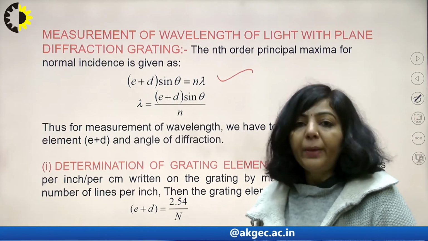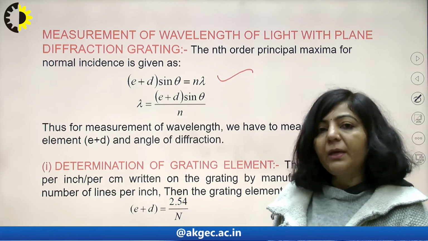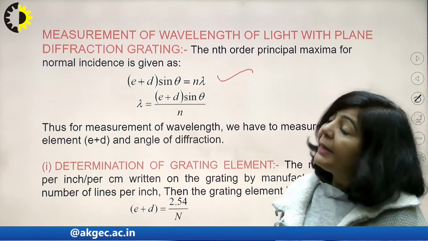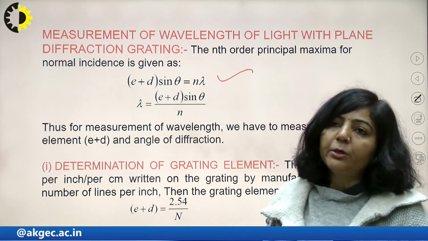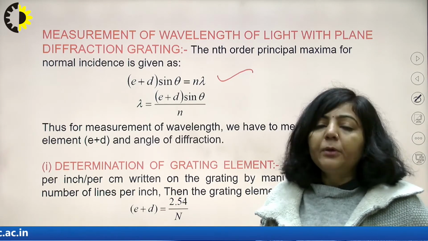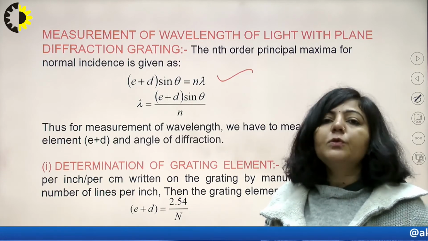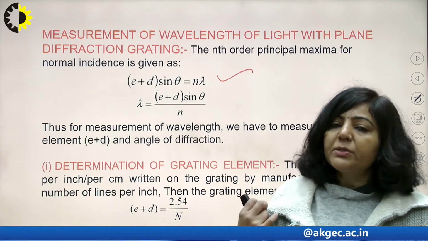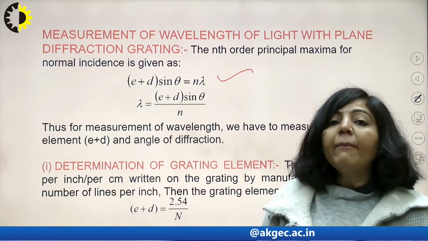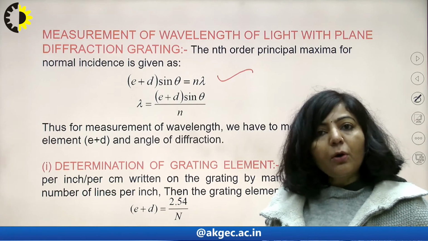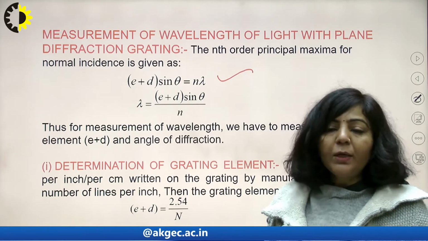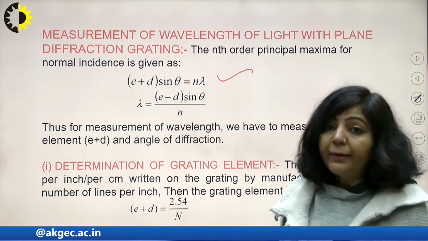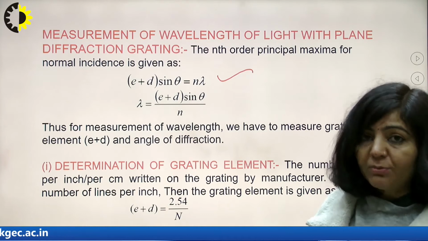You are going to perform an experiment in your lab, which is totally based upon this plane transmission grating. In it, a mercury lamp is given to you, which is a source of white light. With the help of this phenomenon of diffraction, you have to find the wavelength of the different colors which you are going to see through that grating. So that is the application of this plane transmission grating.